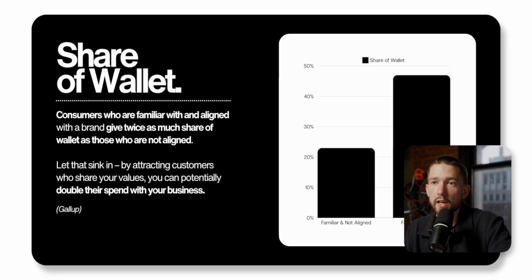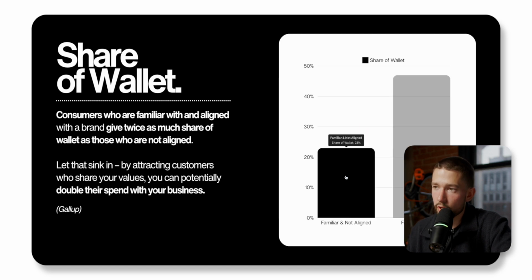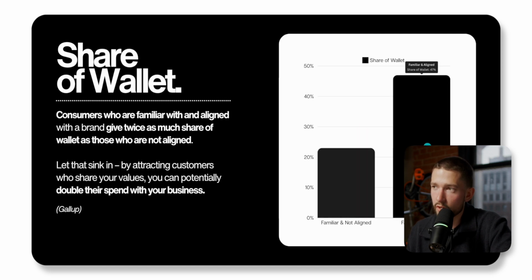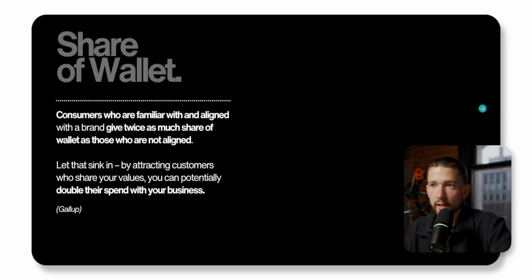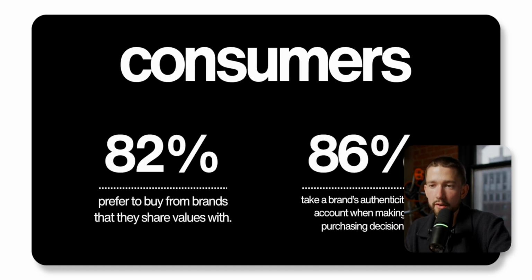What does that mean? Consumers who are familiar and aligned with a brand give twice as much share of wallet as those who are not aligned. So let that sink in. By attracting customers who share your values, you can potentially double their spend with your business. This is data from Gallup. Those who are familiar and not aligned will spend 23%, whereas those who are familiar and aligned will spend 47% share of wallet. And so with that, 82% of consumers prefer to buy from brands who share their values, and 86% take a brand's authenticity into account when making a purchasing decision.